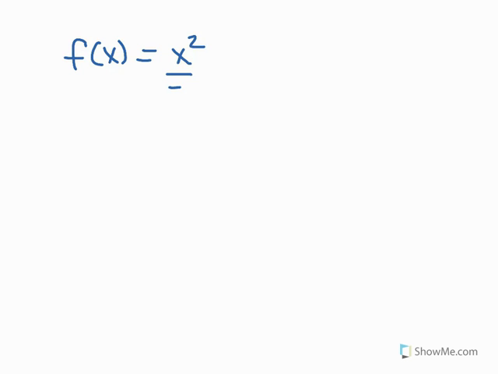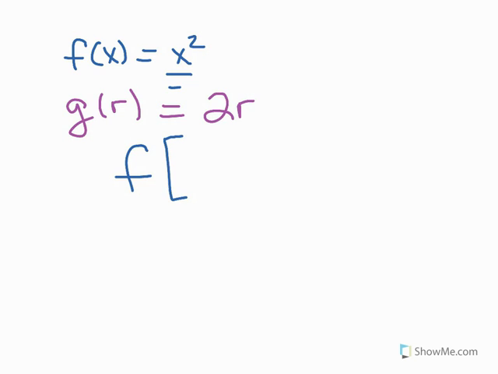And then let's say I have this totally different function and a totally different variable. Let's call it g of r. And let's say g of r is, what am I going to do to that r? Let's say it's 2r. So f of x is x squared, and g of r is 2r. Then a question might be something like, well, what is f of g of r? Okay?